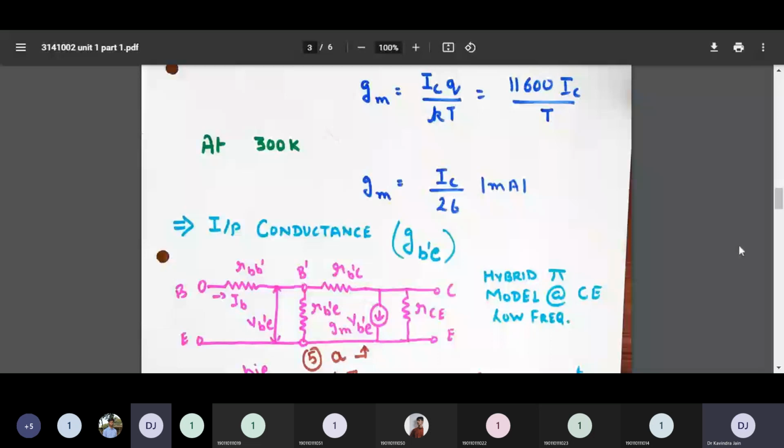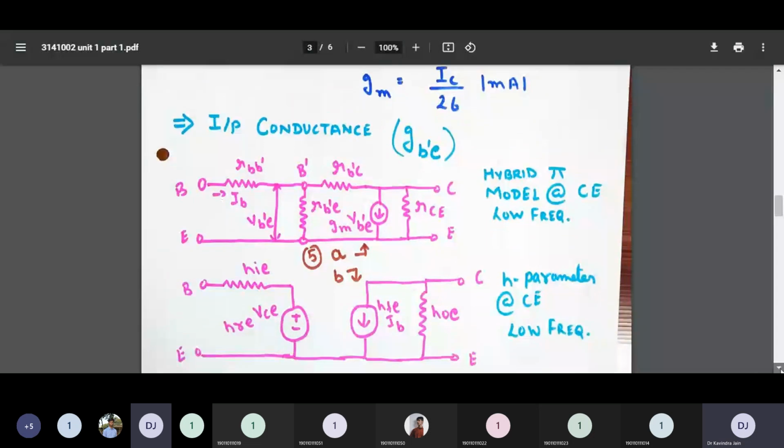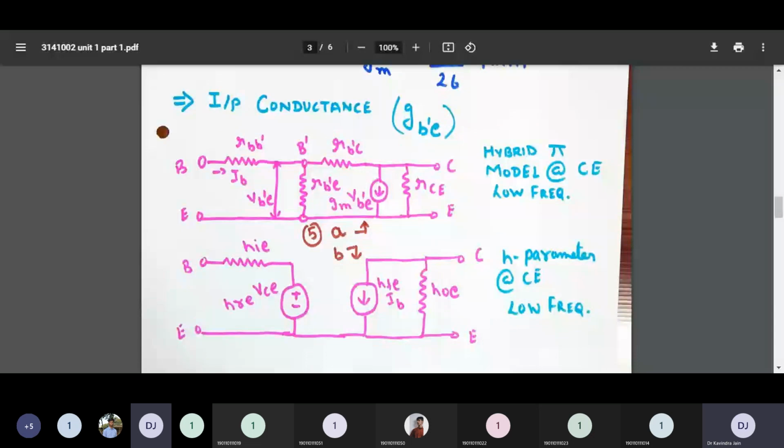Next, we moved on to the input conductance, which is known as g B dash E. This is the hybrid pi model for CE at low frequency, and the below one is the H parameter model for CE at low frequency. So here we can have a comparative study of both the models for lower frequency. As you can see in both the figures, there is no capacitance available because of low frequency analysis.